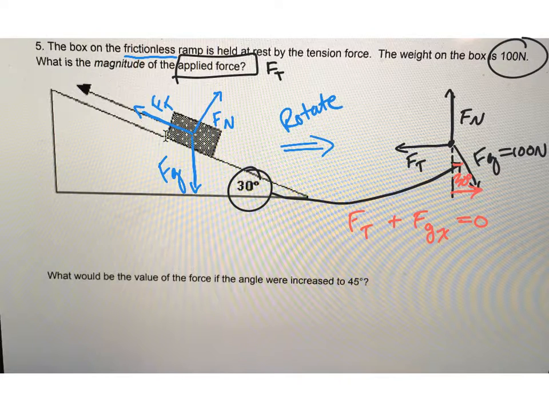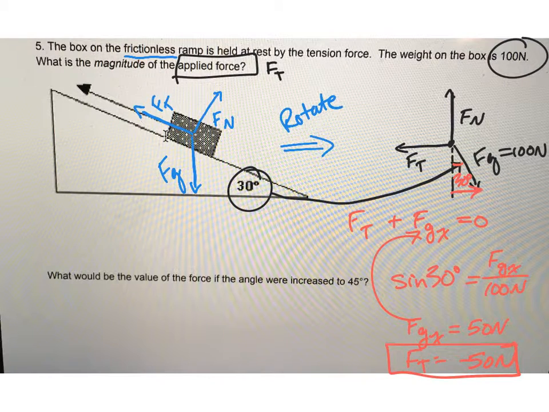And looking at this triangle, the sine of 30 degrees has to equal the x component of the force of gravity divided by the hypotenuse, which we already said was 100 newtons. So if you did this on your calculator, the force of gravity in the x direction would be 50 newtons. Because the force of gravity in the x direction plus the tension has to equal 0, that would mean that the force of tension is negative 50 newtons. Because the problem just asks for the magnitude of the force, you don't really even need the negative sign. You could just say 50 newtons.